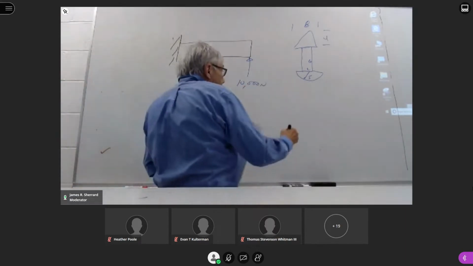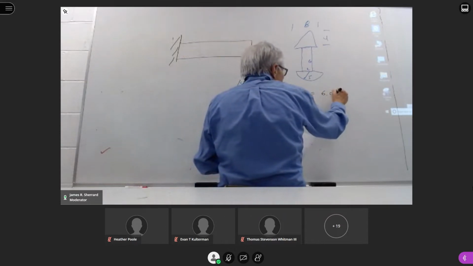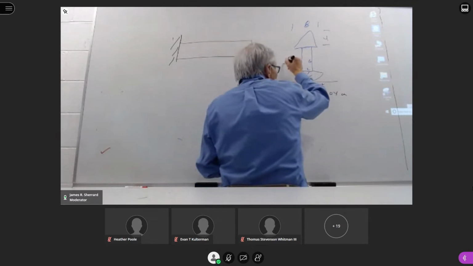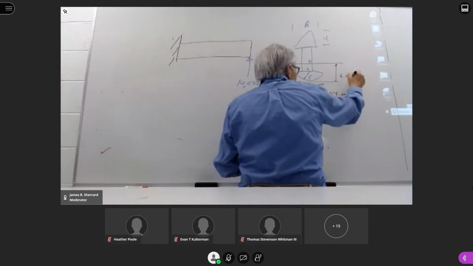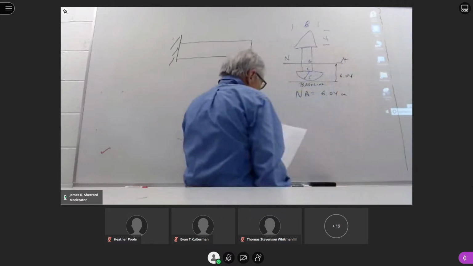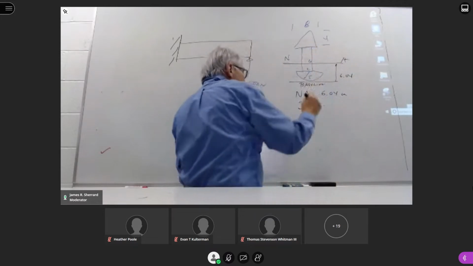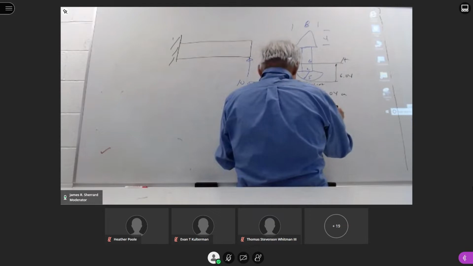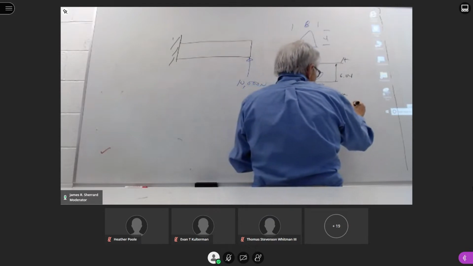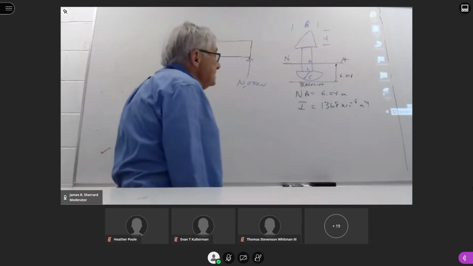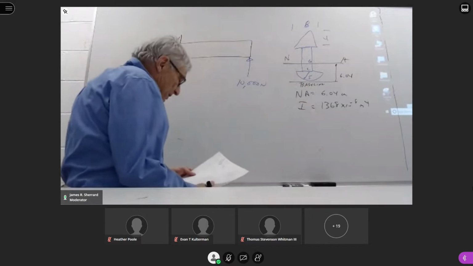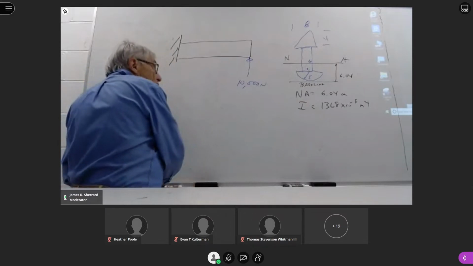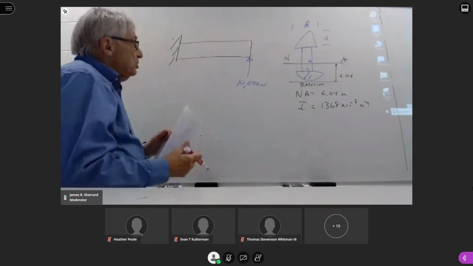So from this, we know that the neutral axis was at 6.04 centimeters. And we knew the rectangular moment of inertia for this particular cross section was 1,368. That's unique to this orientation. So the first thing I asked you to do was to draw a complete free body diagram, but to also label tension and compression areas.